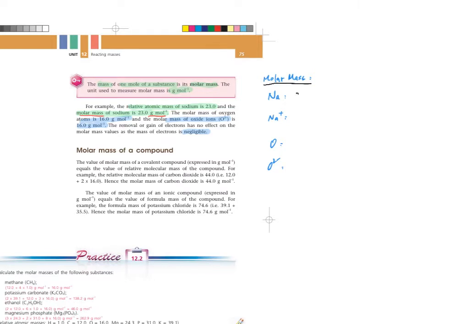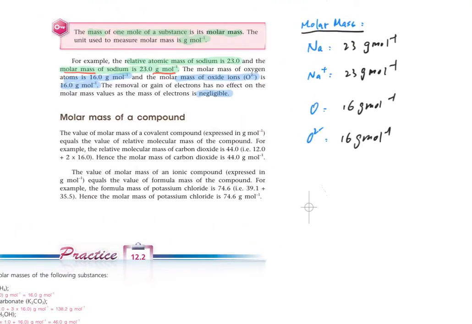Okay, now you can write the molar mass of the following substances. For sodium, it's 23 gram per mole, okay? And sodium ion, compared to sodium, it just loses 1 electron. So I already told you that the mass of electron is negligible, right? So that is also 23 gram per mole. For oxygen, it's 16 gram per mole. For oxide ion, same, right? 16 gram per mole. Okay, so now you remember that the molar mass of a substance should be like this. Sometimes it is referred to as the relative atomic mass.